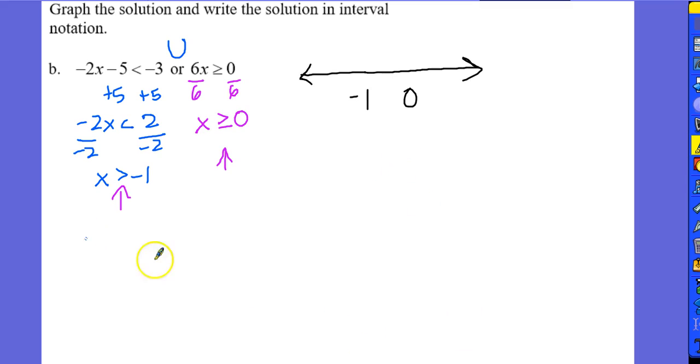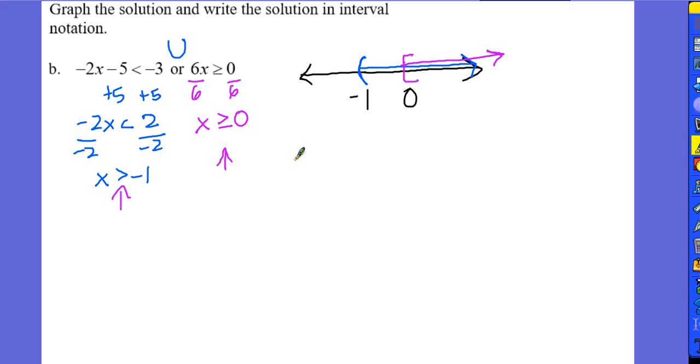All right, so greater than negative 1, we can use our arrow to indicate we're going to positive infinity. So all the stuff in blue is true for the first inequality. And then here we have this other one, greater than or equal to 0. So all the stuff in purple is true for the second one. And here we have overlap.